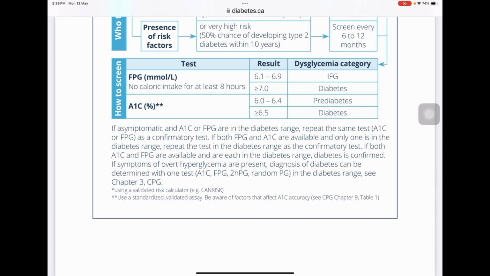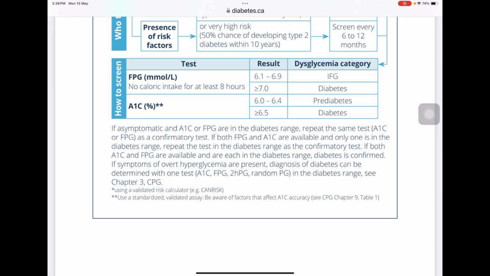Okay, and then if both HbA1c and fasting are available and each is in the diabetes range, then it is confirmed. If symptoms of overt hyperglycemia are present, the diagnosis of diabetes can be determined with one test: HbA1c, fasting glucose, random plasma glucose, or 2 hour post prandial glucose in the diabetes range. So even if the patient is symptomatic, any one test can confirm that the patient has diabetes.